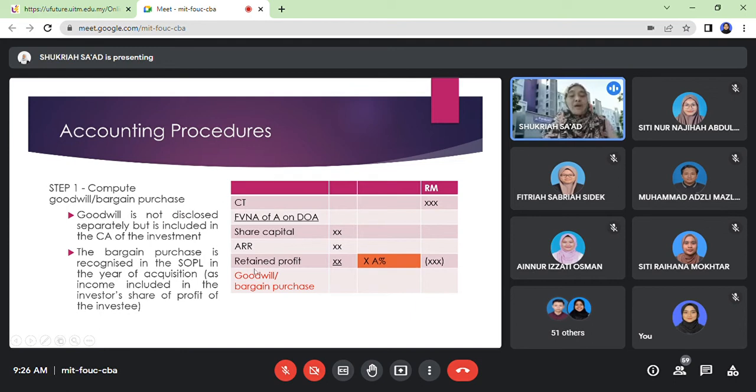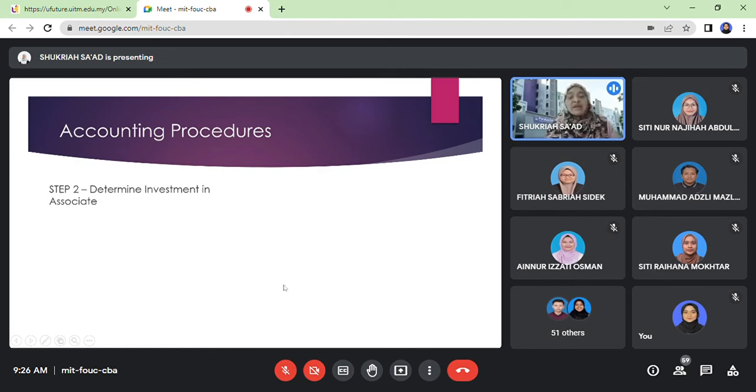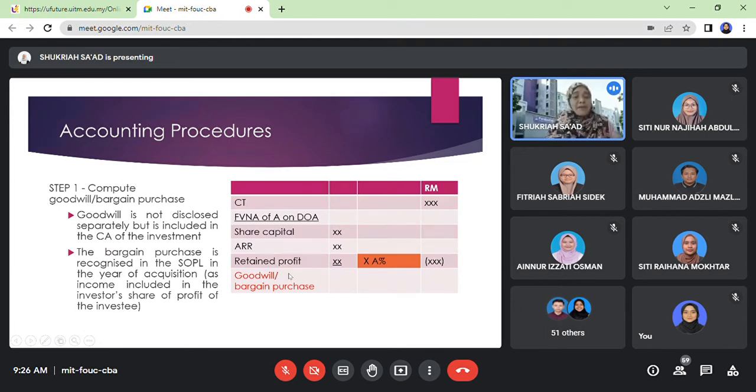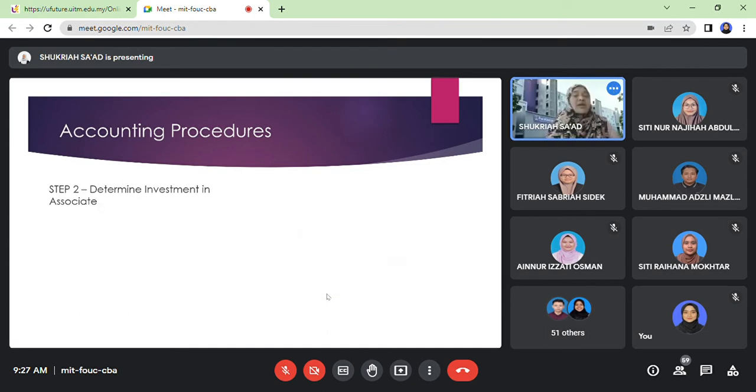So from here, goodwill will not be disclosed in the SOPI, but if the goodwill is subject to impairment, the amount of impairment on goodwill will be reflected in the total investment in associate at cost. Bargain purchase definitely will be affected. This one's clear cut. It will be reflected in the investment in associate at cost. Okay, let me show you step number 2, the template.